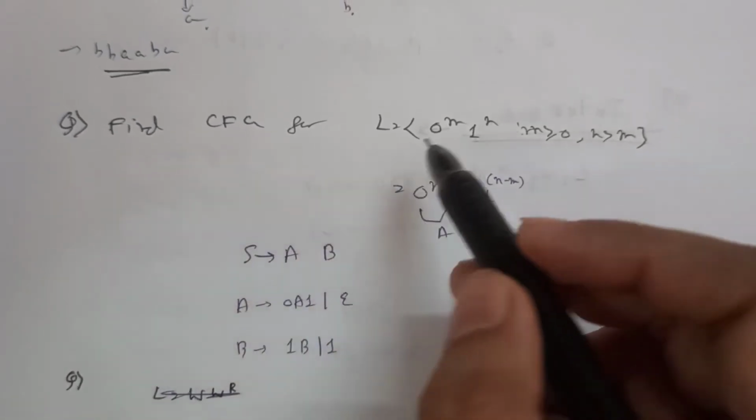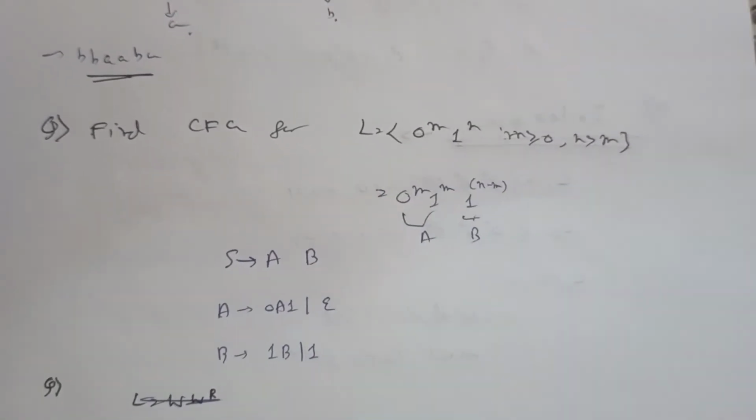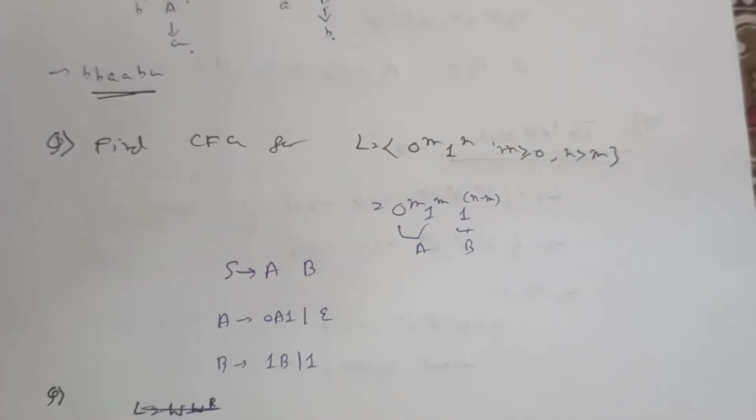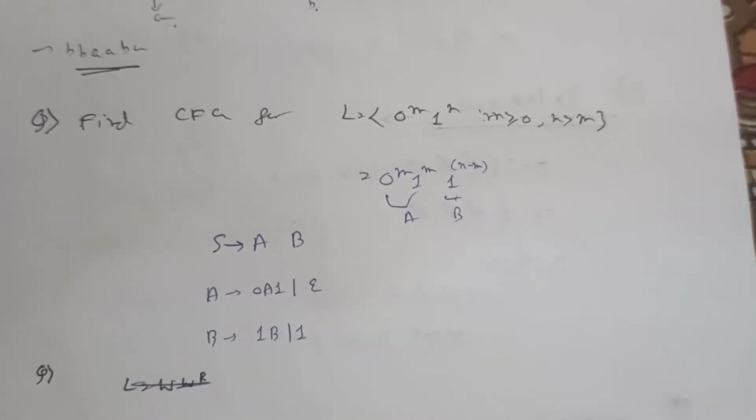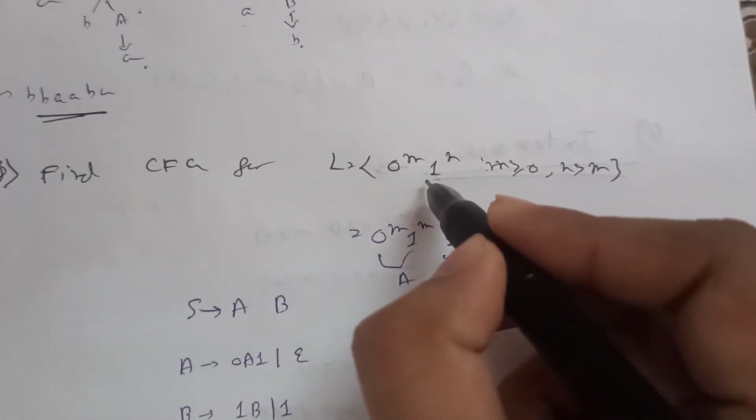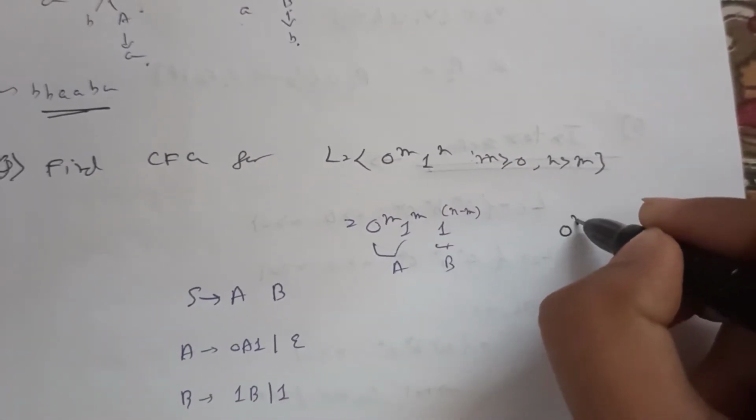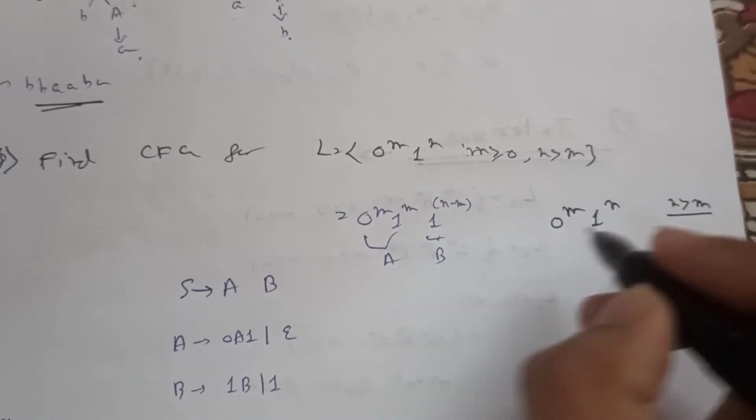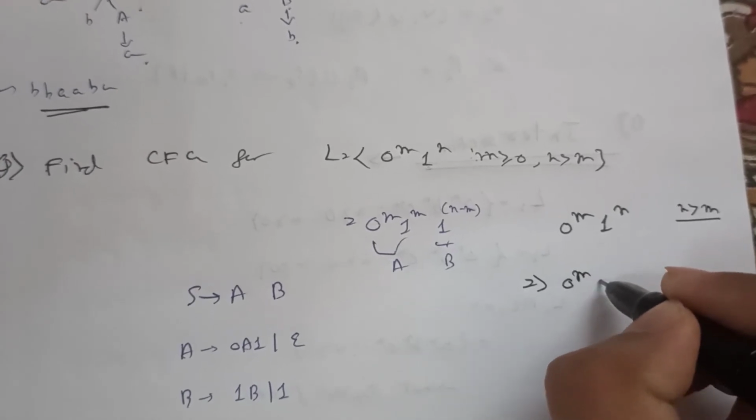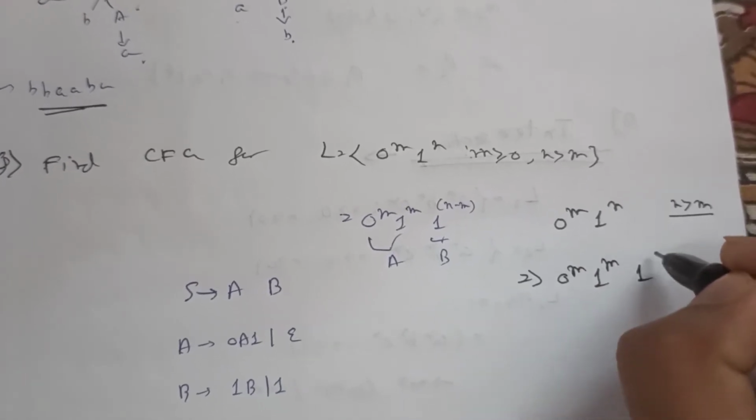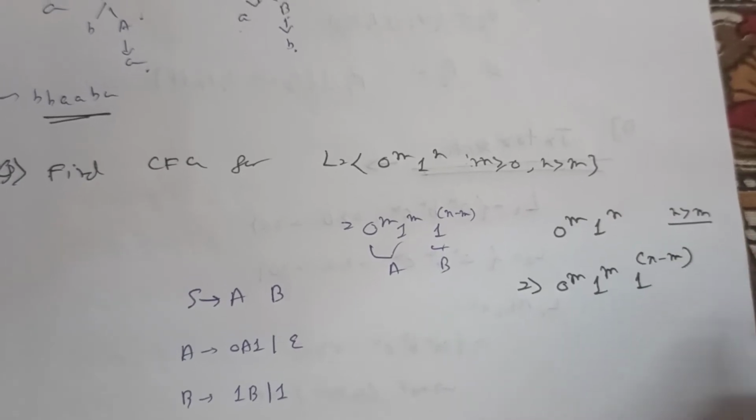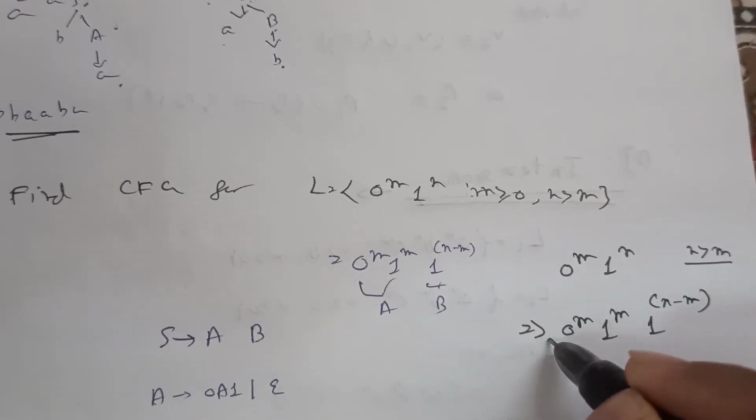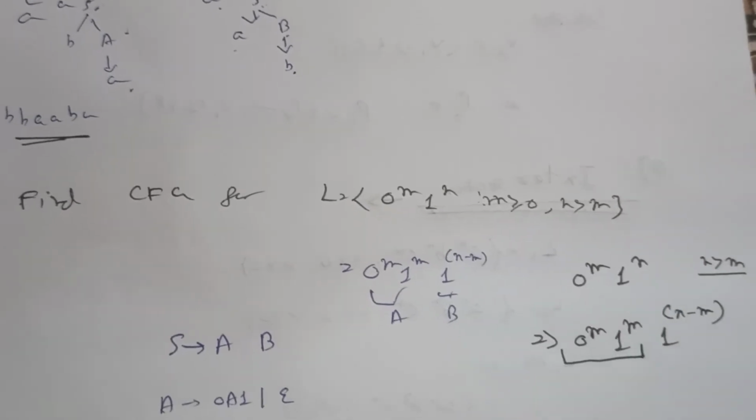Okay, so now I am trying to do some examples. Suppose there is a question: find the CFG for 0 to the power m, 1 to the power n, where m is greater than 0 and n is greater than m. Okay, so I need to break this first. As n is greater than m, I can write this as 0 to the power m, 1 to the power m, and again 1 to the power n minus m. Okay, I can write it like this, and I can easily construct this grammar.